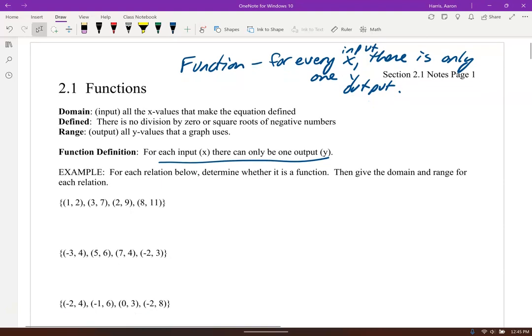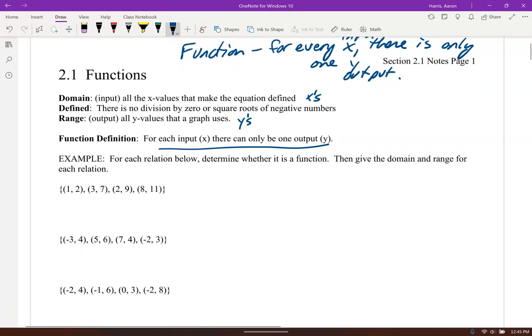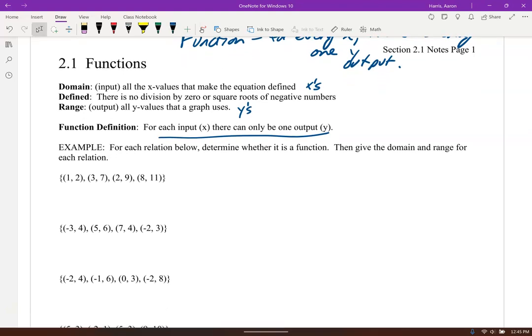The domain is the set of all inputs. The range is the set of all outputs. So the domain is all the x values, and the set of all y's will be our range, right? All right, so let's go ahead and determine if this is a function or not.